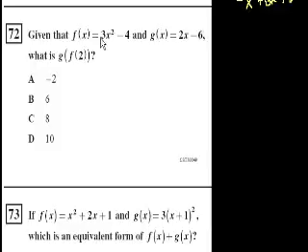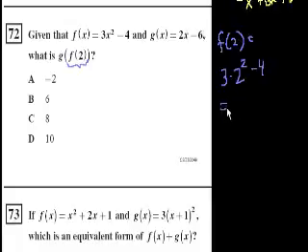Given that f of x is equal to 3x squared minus 4 and g of x is equal to 2x minus 6, what is g of f of 2? Well, here, since they gave us an actual number, they didn't leave it abstract, we could figure out what f of 2 is and then pop it into g.